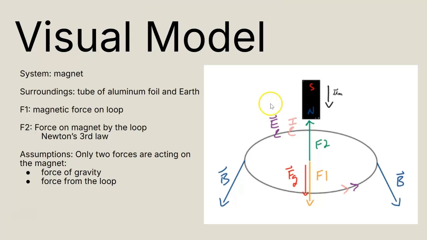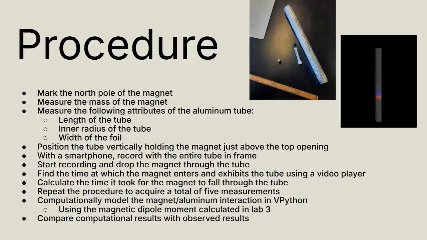In our visual model, we have our magnet as the system, our surroundings being the tube of aluminum foil and earth, where F1 represents the force from the magnet on the loop, while F2 represents the force on the magnet by the loop. For our procedure, we marked the north pole of the magnet.